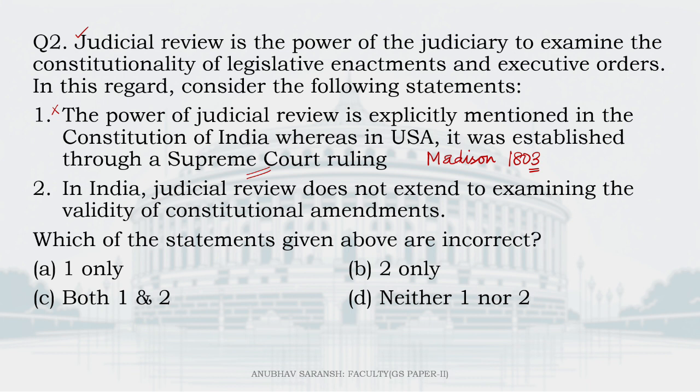Number 2, in India, judicial review does not extend to examining the validity of constitutional amendments. Yes or no? It does. In fact, after the Kesavananda Bharati judgment, we know very well that the judiciary can examine everything under the sun, including constitutional amendments, and can also strike down such modifications. A very good example, forgetting even the 1970s, is the NJAC, the 99th Amendment Act of the year 2014, which was struck down in what we now know as the 4th Judges case, the Supreme Court Advocates on Record case 2015. So in our country, judicial review extends to everything, including examining the constitutional amendments and their validity.